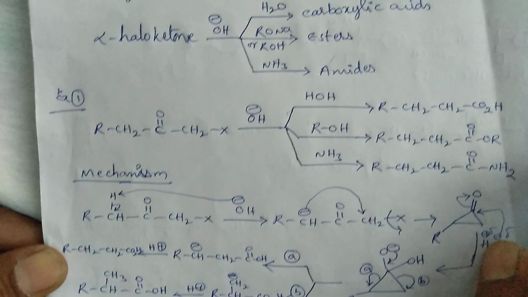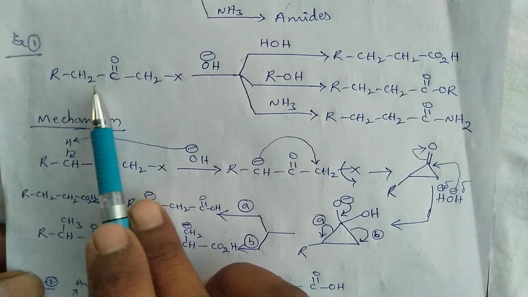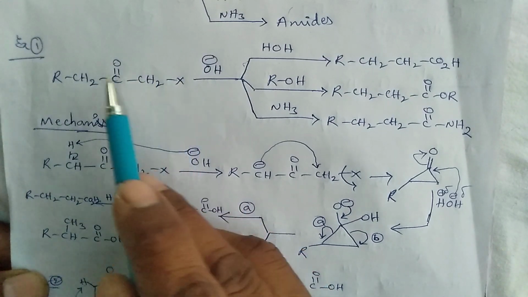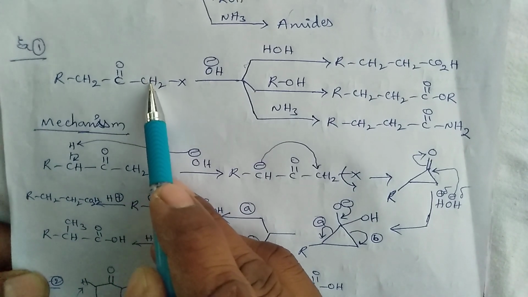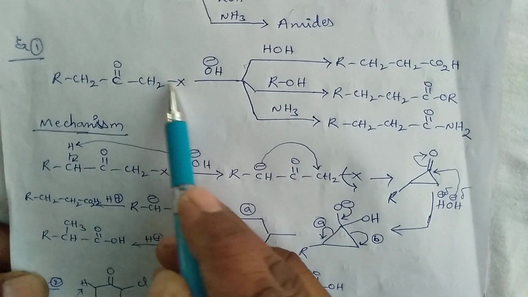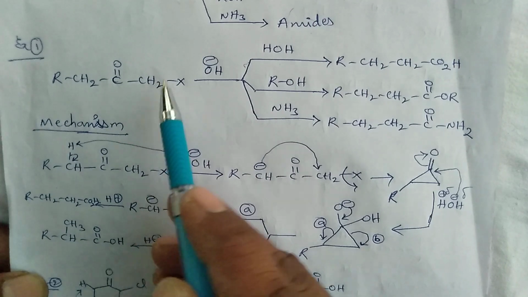Okay. So this is the alpha haloketone. Generally C double bond O is a ketone. Here, at the alpha position to this keto group, this carbon center has a halogen, so this compound is an alpha haloketone compound.